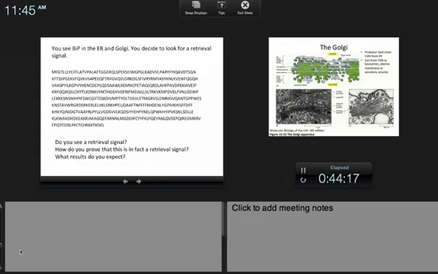Do you see a retrieval signal? How do you prove that it is a retrieval signal? What experiments would you do, and what results do you expect? Take a minute to talk to your neighbor and look at the sequence. Is there an ER retrieval signal? That's what we were just talking about with KDEL. And most importantly, how would you test your hypothesis?